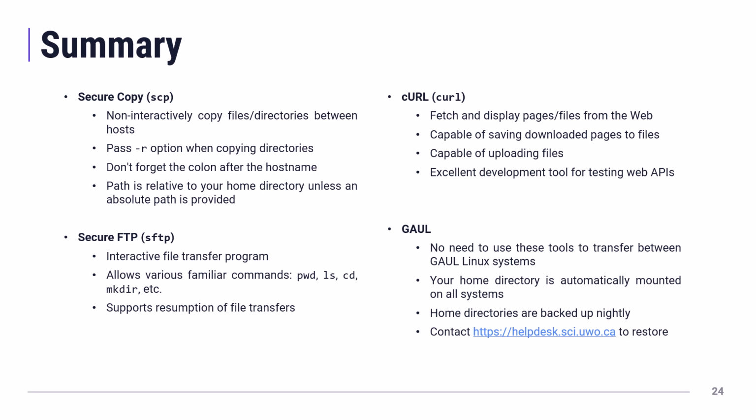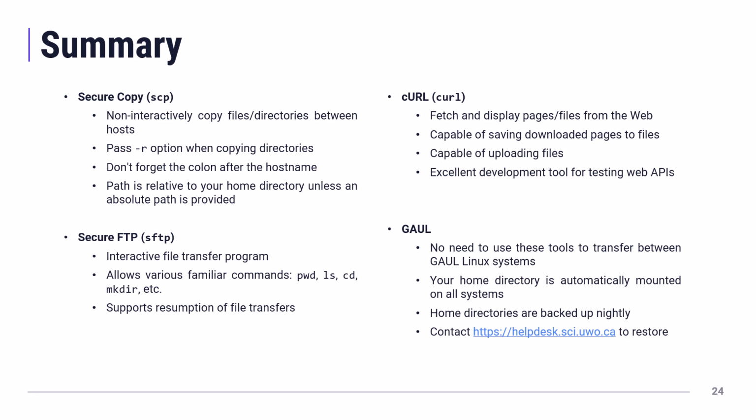We looked at the SFTP command, Secure File Transfer Protocol. That's an interactive file transfer protocol that allows familiar commands that you've seen before, pwd, ls, cd, and so on. You can cd around the file system. You can upload files, download files. You can even resume file transfers that may have been interrupted. We saw the curl command, of course, to fetch and display pages and files from the web. We saw how we can output those files to a local file using either -o or the -O option.